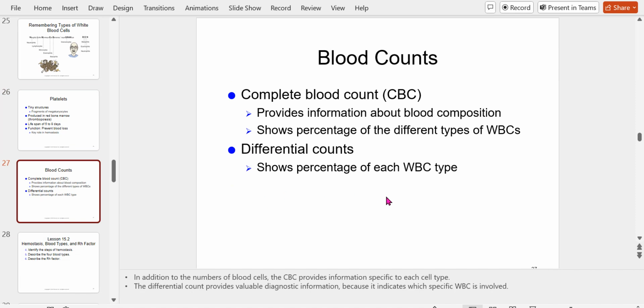Blood count. You'll hear this numerous times throughout your careers. CBC, complete blood count, provides information about blood composition and shows the percentage of the different types of WBCs. A differential count shows the percentage of each type, a little bit more in depth.